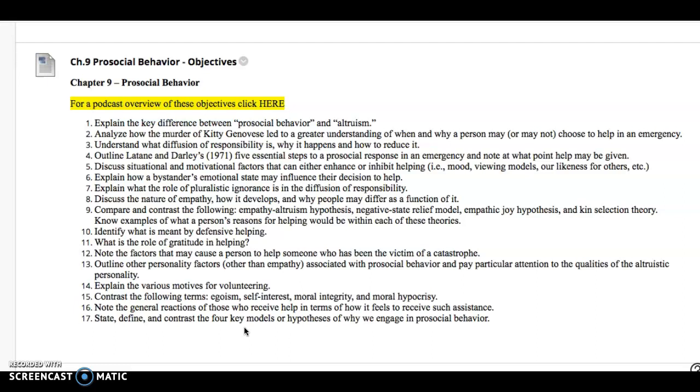And then lastly, state, define, and contrast the 4 key models or hypotheses of why we engage in prosocial behavior. And these are very similar to what we see up here. So it's doing a little bit more with these. And that is it for the objectives for Chapter 9.